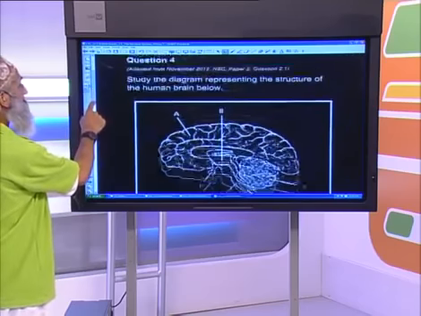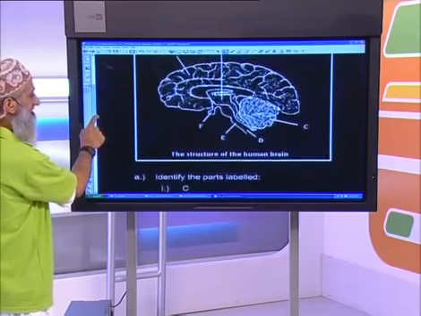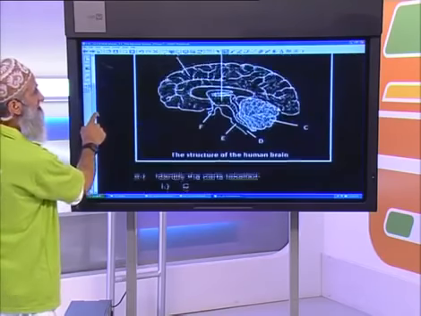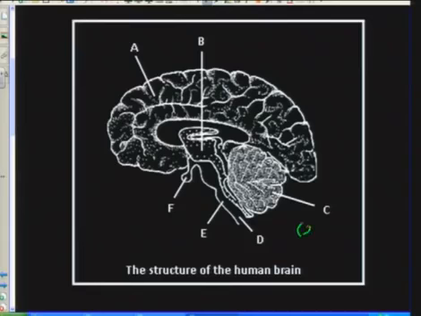Question 4. There we have the diagram again. Identify parts labeled C and E. We'll do it on the diagram there. That is the cerebellum. And E would be the medulla oblongata.